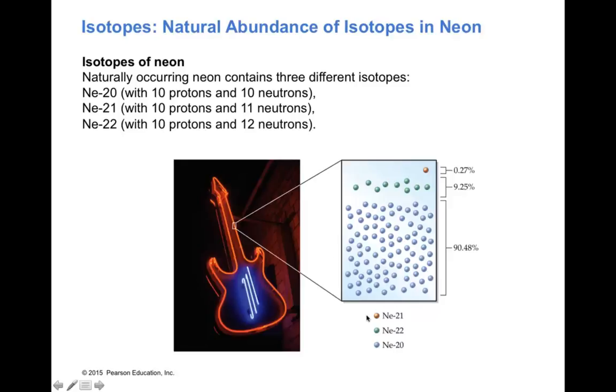Once again, for neon, if we have a sample of 100 atoms of neon, 90 of them are going to be the isotope neon 20, because neon 20 exists naturally at 90.48%, while neon 22 exists at 9.25%, close to 9%. So that means that from 100 you will have 9 atoms of the isotope neon 22, and neon 21 is going to be at least one atom from that 100 sample of neon atoms.